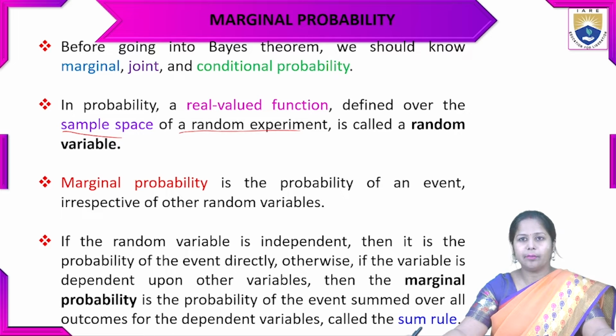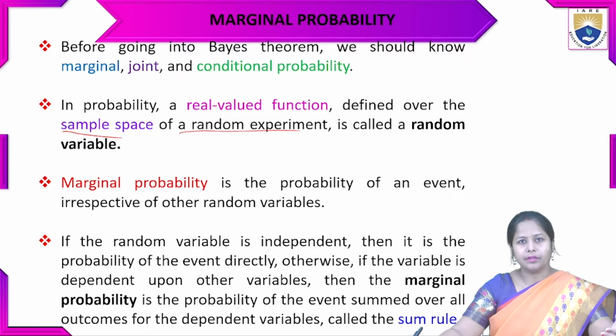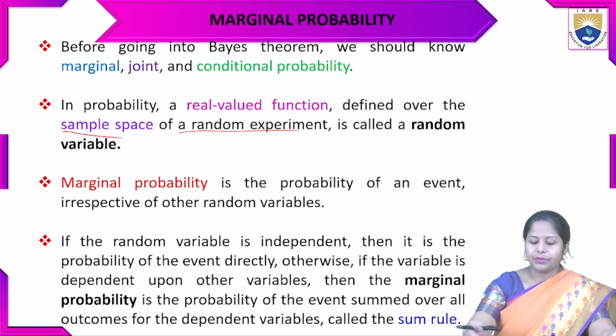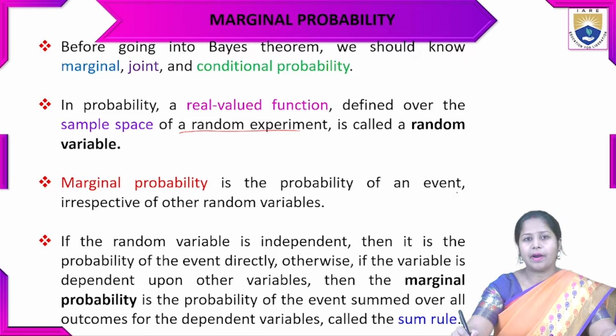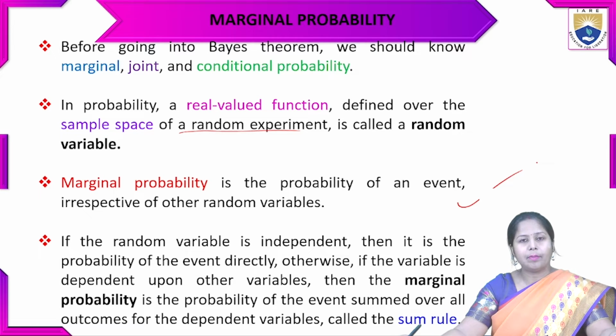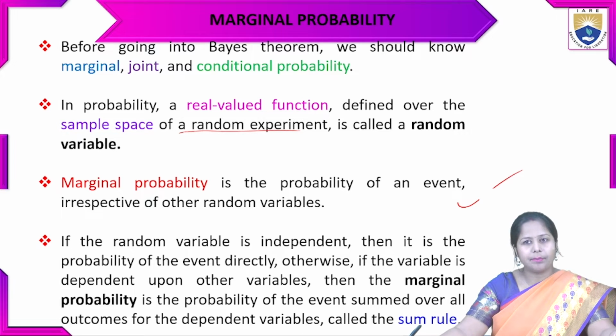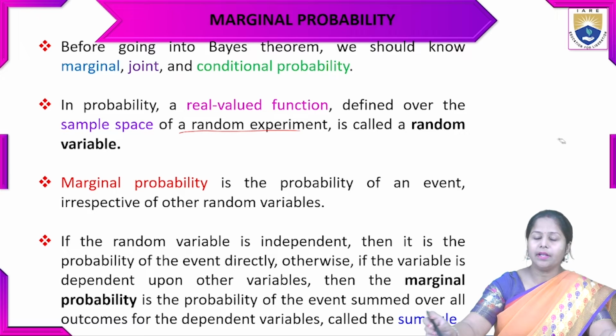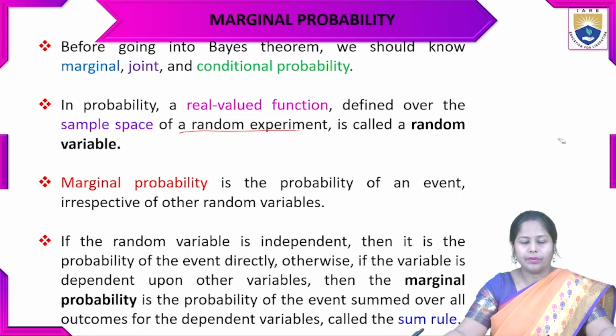So what is a random variable? In probability, the real valued functions defined on the sample space of that experiment are called a random variable. Now we will go into the marginal probability. Marginal probability is the probability of an event irrespective of the other random variable.